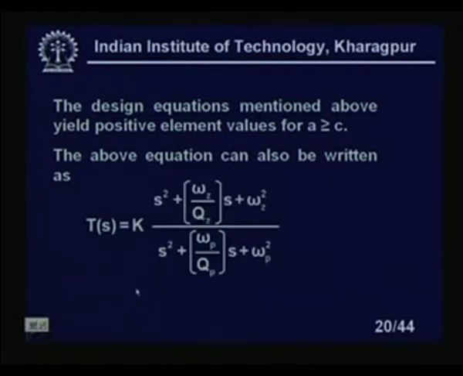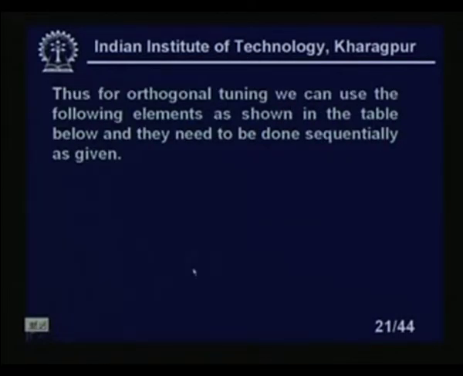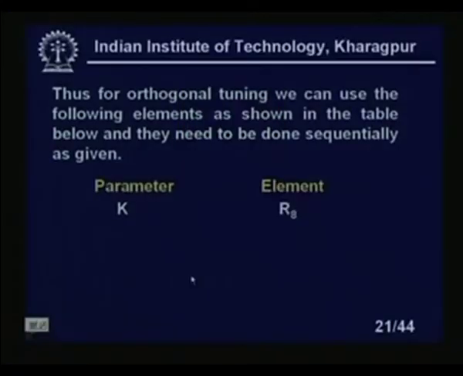And the above equations can also be written as Ts equal to K (S square plus omega z by Qz S plus omega z square) upon (S square plus omega p by Qp S plus omega p square). And thus for orthogonal tuning we can use the following elements as shown in the table below, and they need to be done sequentially as given. Okay, you cannot do it in a haphazard fashion. These are the filter parameters and which particular passive elements you will choose to tune them. Let us look at it: for capital K, the gain constant, I am tuning R8, right.